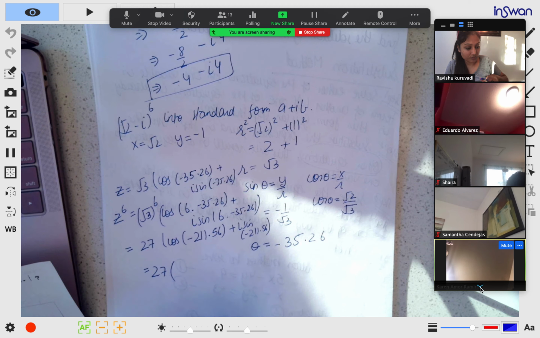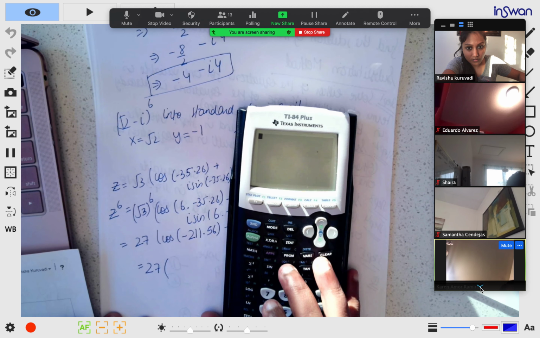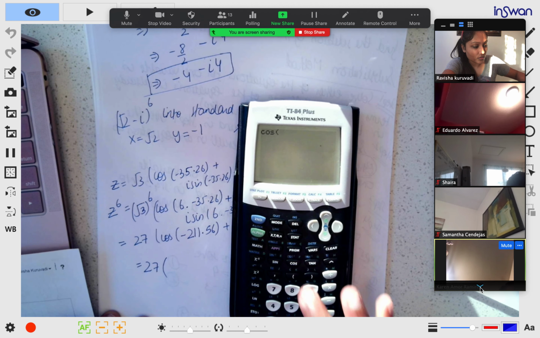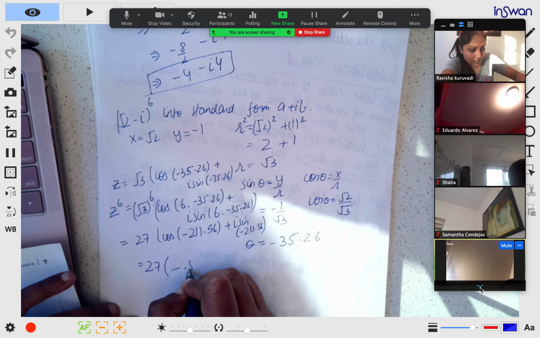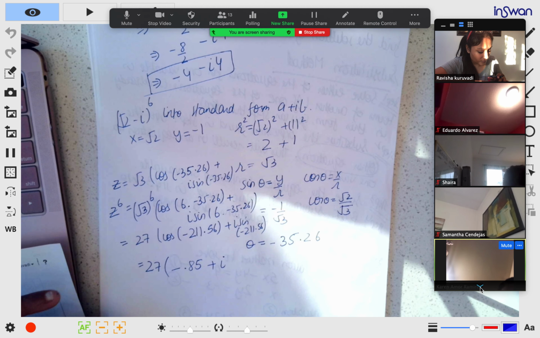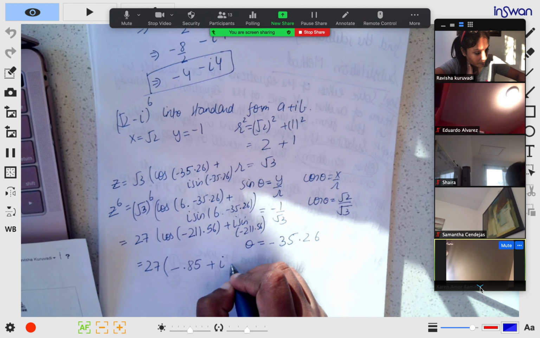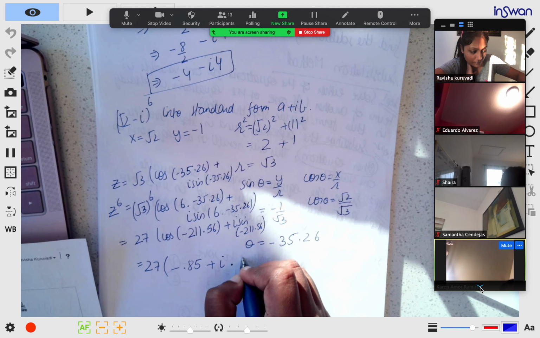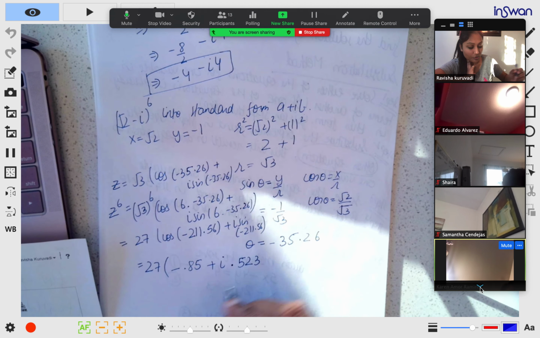Did you find an answer? No. So here, you practice. Cosine is negative 0.85, right? Negative 0.85 plus i. What is sine? Sine is negative 0.52. And when you multiply and distribute, can you tell me the answer?